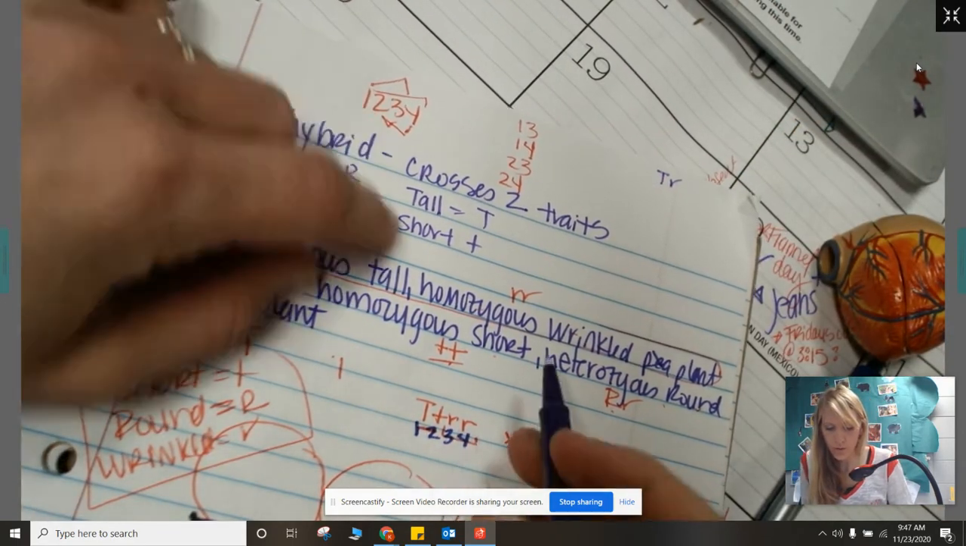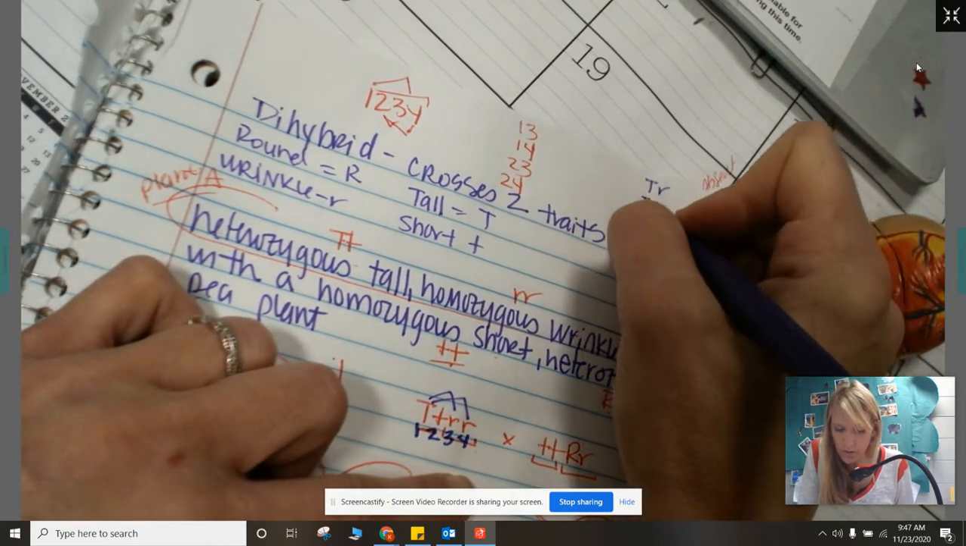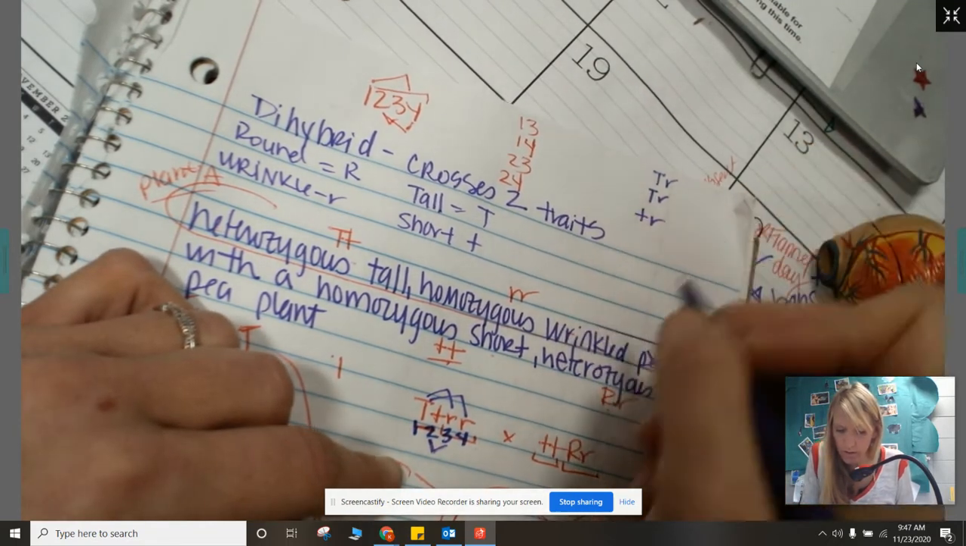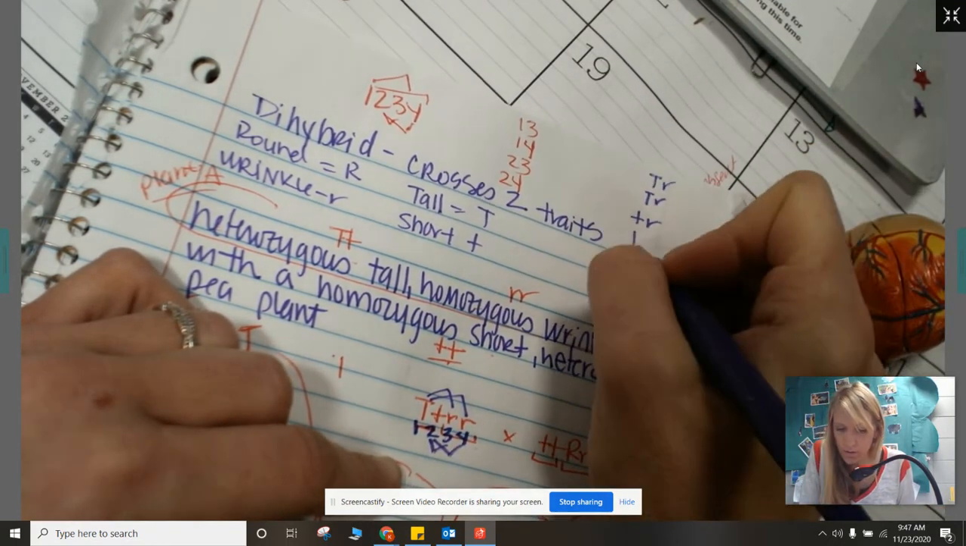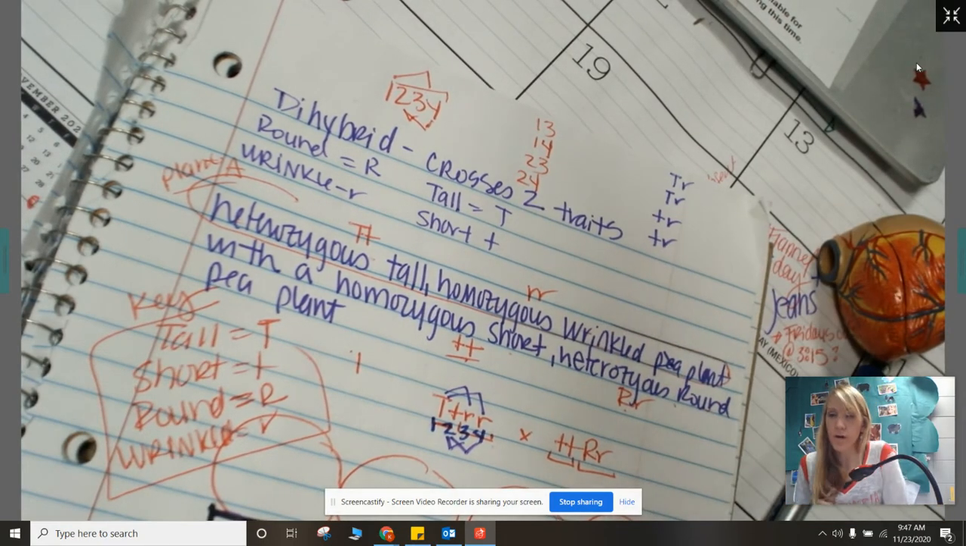Okay. Now 1 with 4. So big T, little r. Yep. Same thing. 2 with 3. Little T, little r. 2 with 4. Little T, little r. Look at that. You have four. So that could be your four eggs.